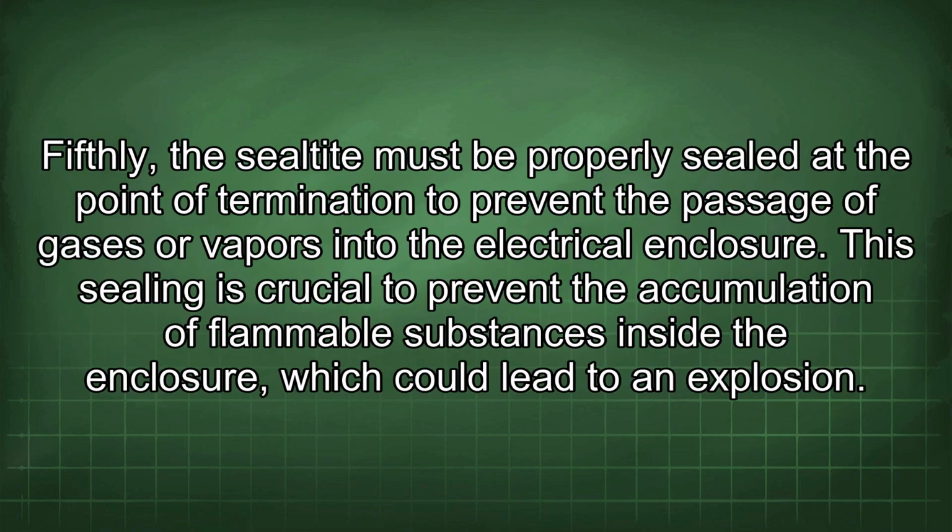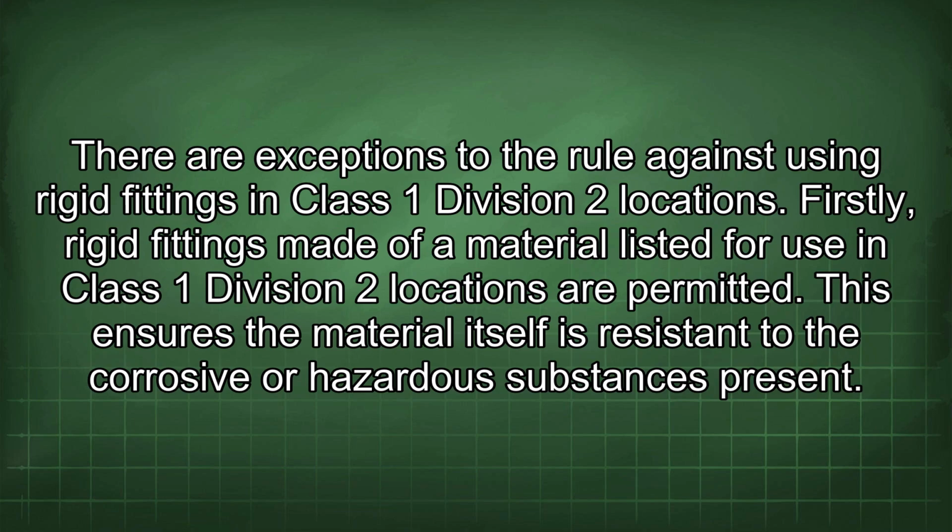Fifthly, the Sealtite must be properly sealed at the point of termination to prevent the passage of gases or vapors into the electrical enclosure. This sealing is crucial to prevent the accumulation of flammable substances inside the enclosure, which could lead to an explosion. There are exceptions to the rule against using rigid fittings in Class 1 Division 2 locations.